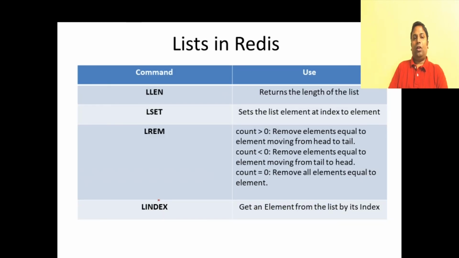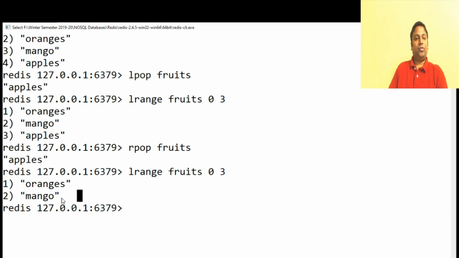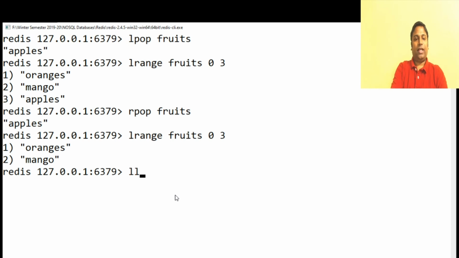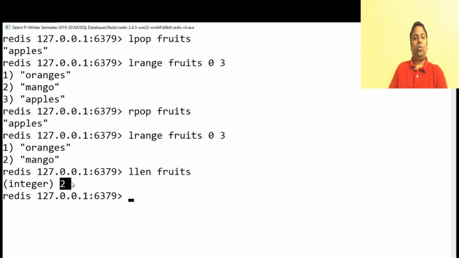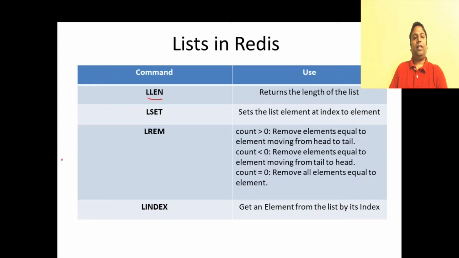Let's look at some more commands in Redis. llen is used for returning the number of elements in a list. So how many elements do we have here? 2 elements. So we can use llen and then give the name of the list. It's going to give me 2 because I have 2 items in the list.